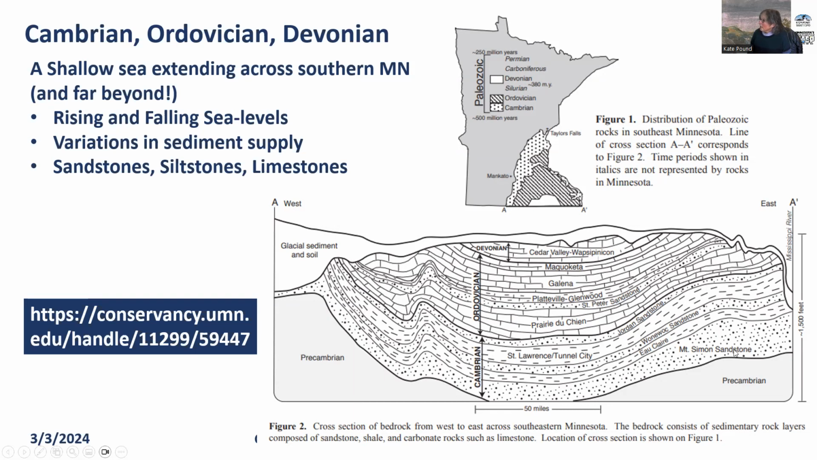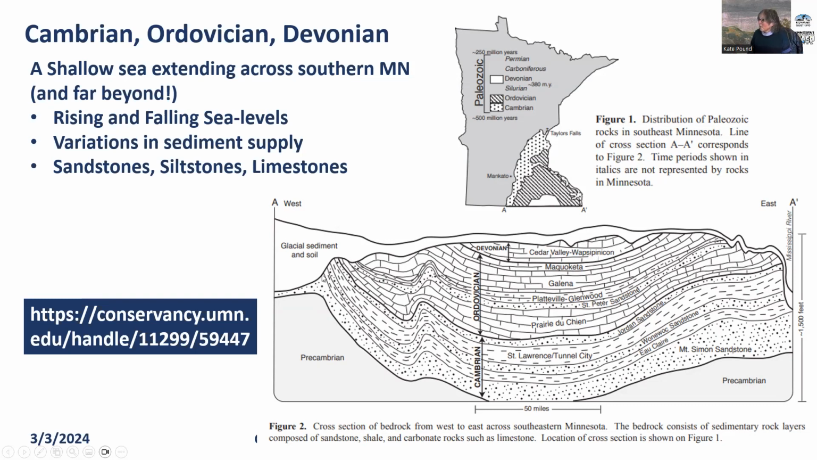And here it shows you the names we use for all these sedimentary rock units, going from the Mount Simon Sandstone, Eau Claire, Wonewoc, St. Lawrence, Tunnel City, Jordan Sandstone, Prairie du Chien, St. Peter Sandstone, Platteville and Glenwood, Galena, Maquoketa, and the Cedar Valley and Wapsipinicon. So that's just so you know that that's how we pronounce all those things.